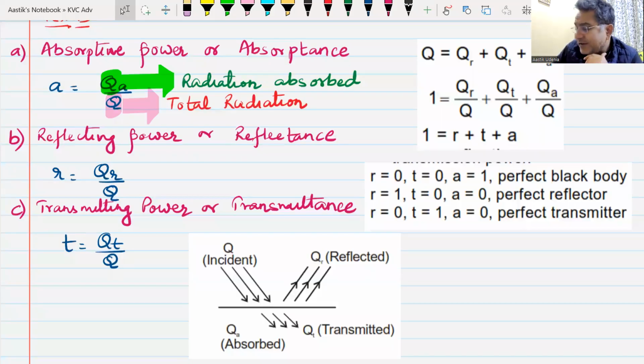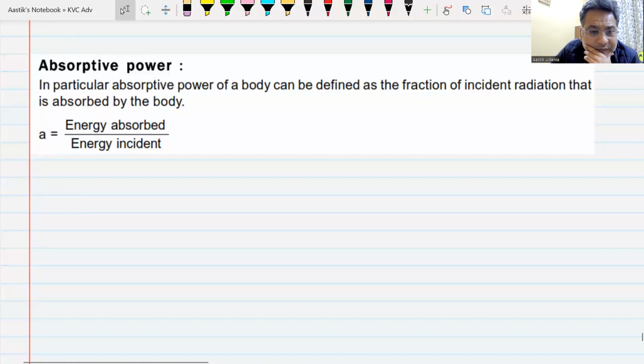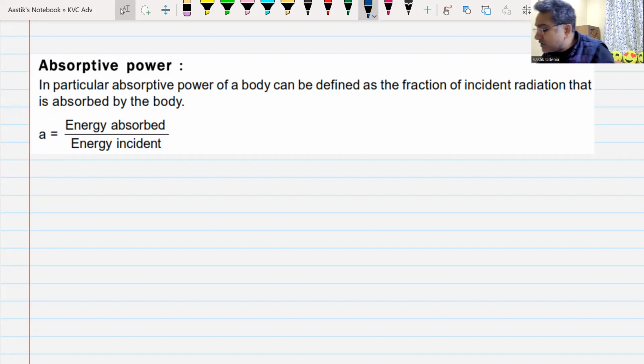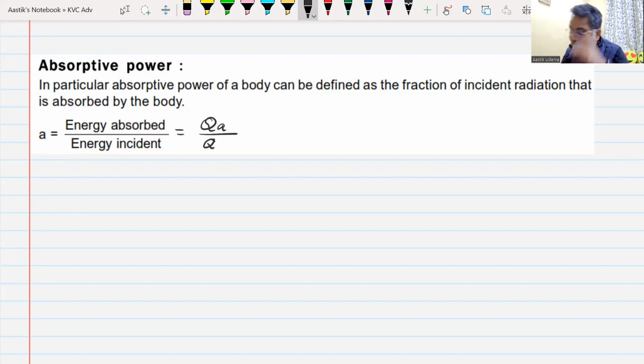Let us now move ahead. We have already seen this term, absorptive power. Yes or no? Absorptive power or absorptance is the total energy absorbed divided by total energy which is incident. Yes or no? Yes, sir. Total energy absorbed divided by total energy which is incident. Now, this is written by the small letter a.